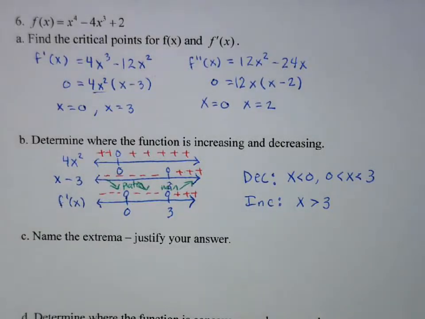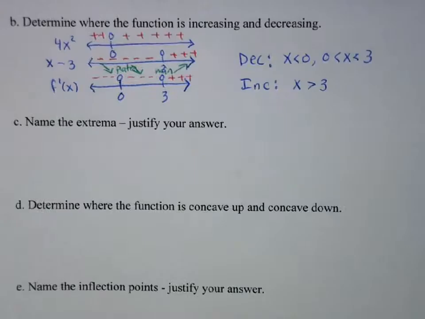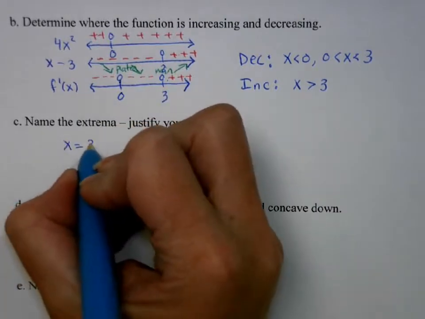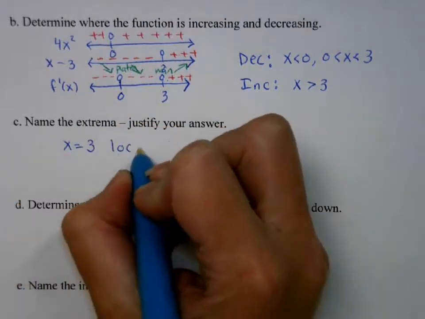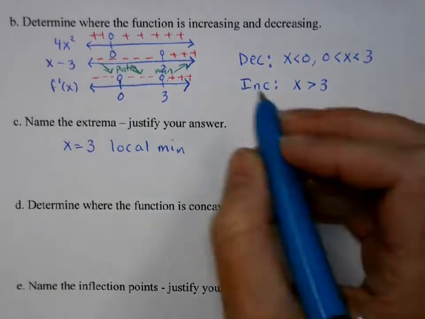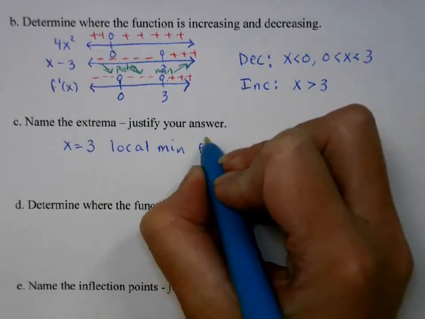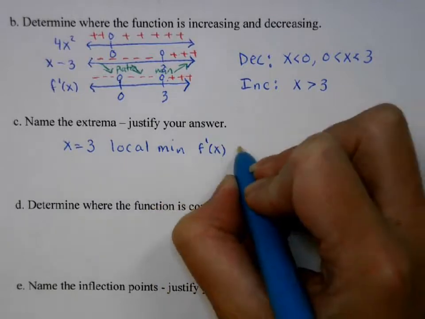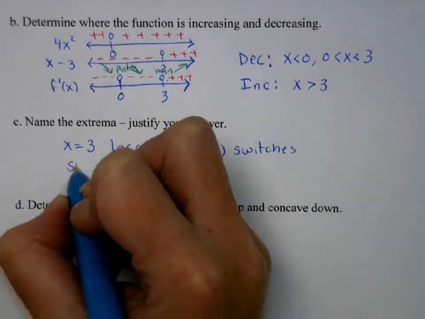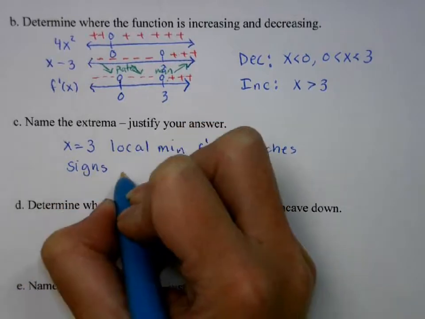Okay, classify, name any extrema. The only extrema we found was at 3. It is going to be a local min. And when we're asked to justify our answer, our justification is because f prime of x switches signs from negative to positive.